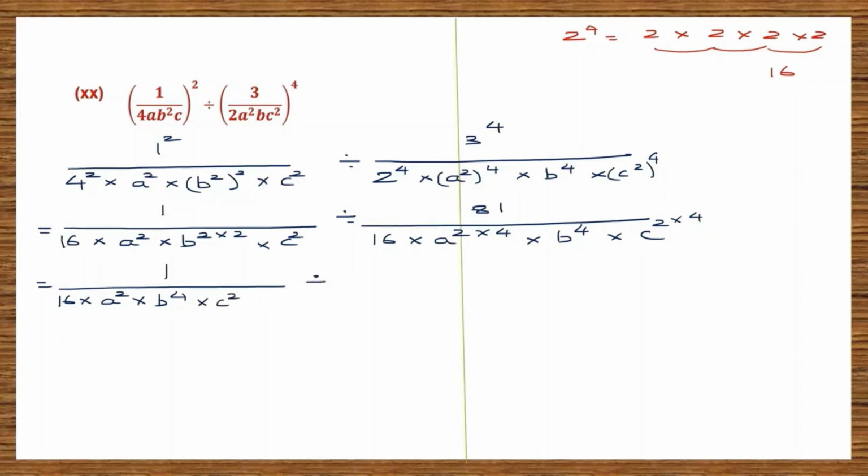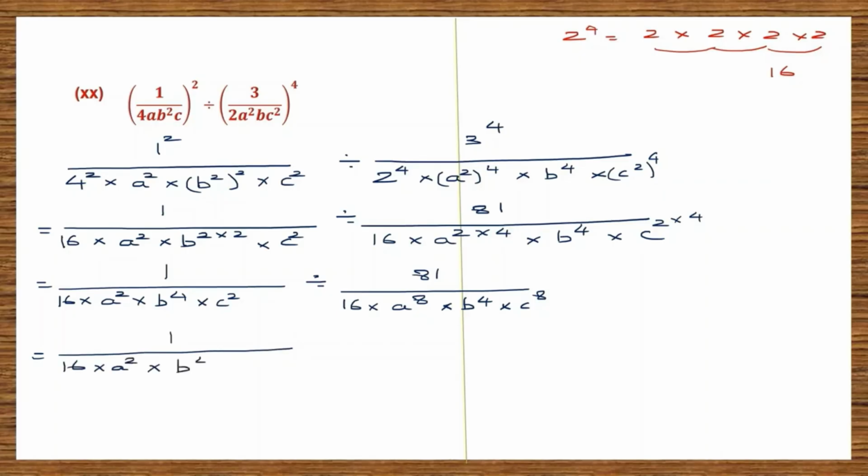This is divided by 81 by 16 into a to the power of 2, 4s are 8, into b to the power of 4, into c to the power of 2, 4s are 8. So now we're going to change the division into multiplication. Because we have to divide, this is the way to do it, by changing it to multiplication. So 1, the first part remains the same: 16 into a to the power of 2 into b to the power of 4 into c to the power of 2 will remain the same.